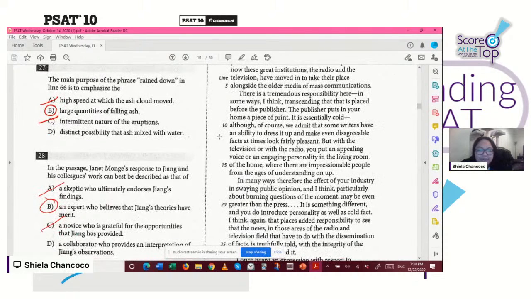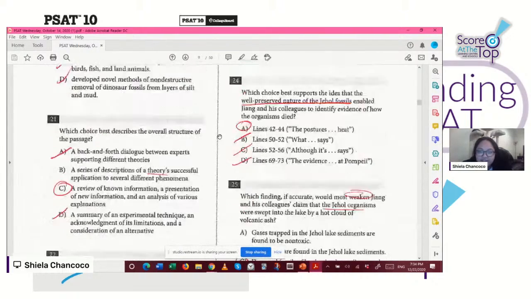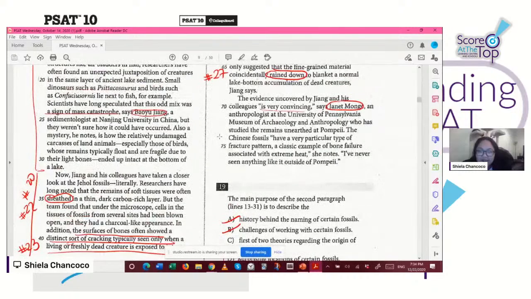And then 28, in the passage, Janet Mongi's response to Jiang and his colleagues' work can be best described as that of. Okay, what if Janet Mongi's response to the work that they were doing, right? They said, let's see, it was very convincing, said Janet Mongi. You see how I circle some of these names because I need to know who the heck is Janet Mongi, and good thing that I circled it so I can quickly find it and try to understand who that is, right? And Jiang as well.